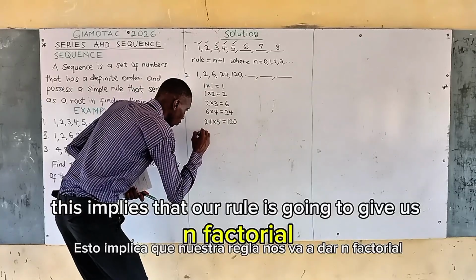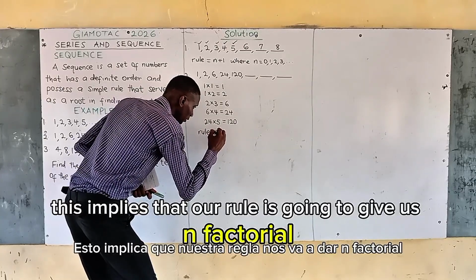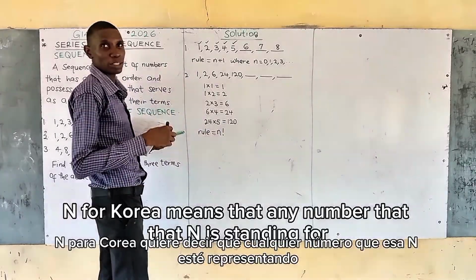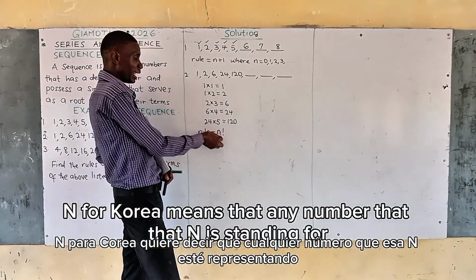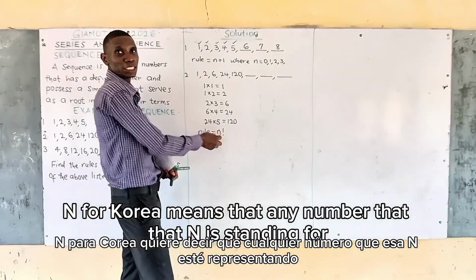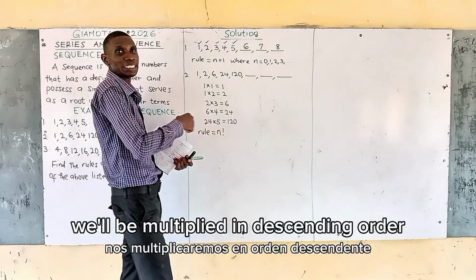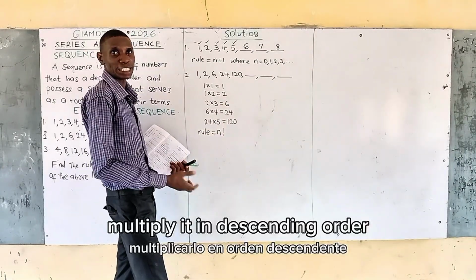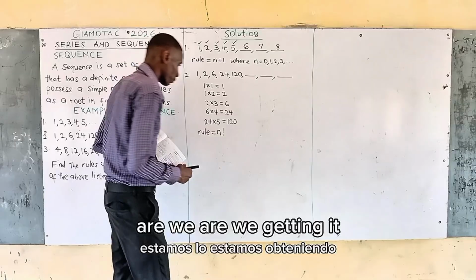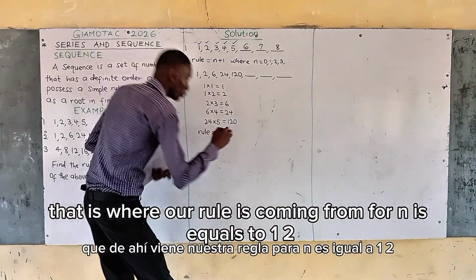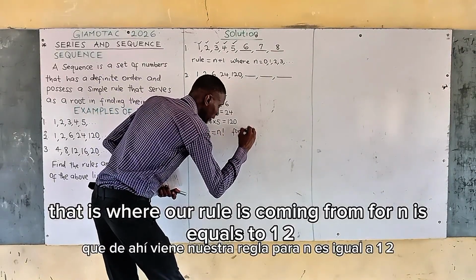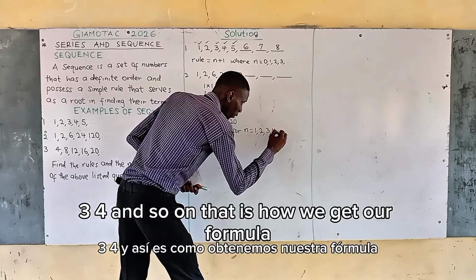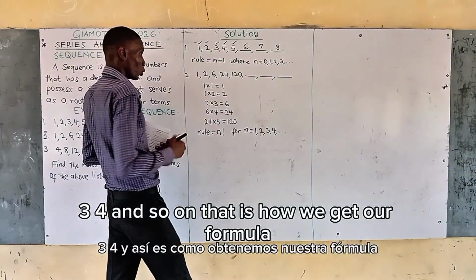This implies that our rule is going to give us n factorial. What is the meaning of n factorial? N factorial means that any number that n is standing for will be multiplied in descending order. That is the meaning of factorial. Multiply it in descending order. Are we getting it? That is where our rule is coming from, for n equals 1, 2, 3, 4, and so on. That is how we get our formula.